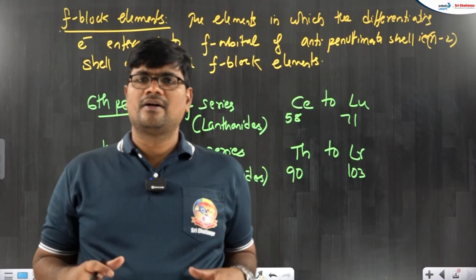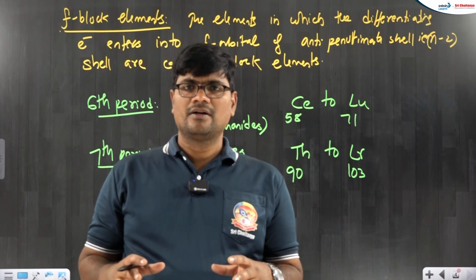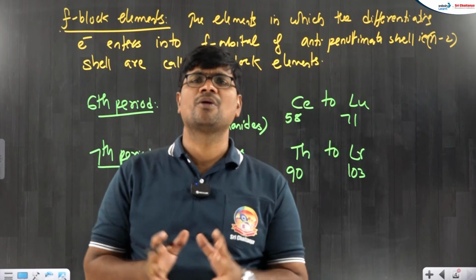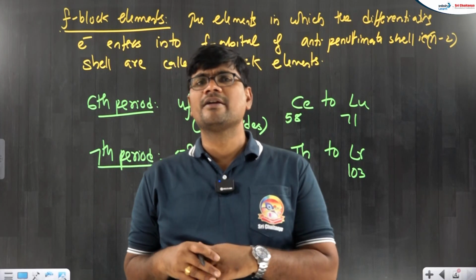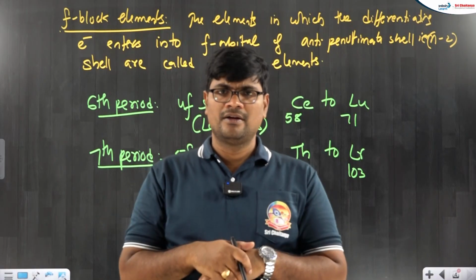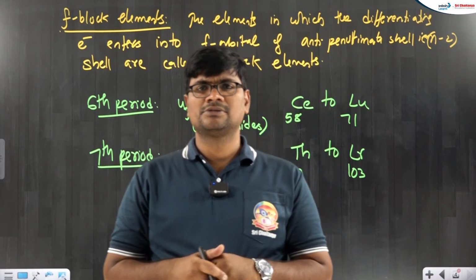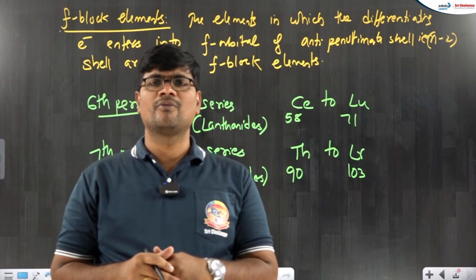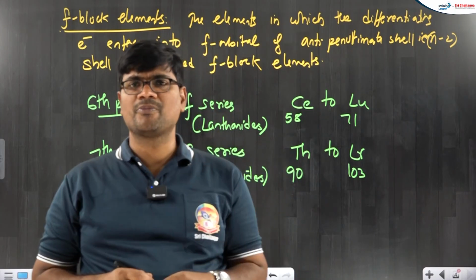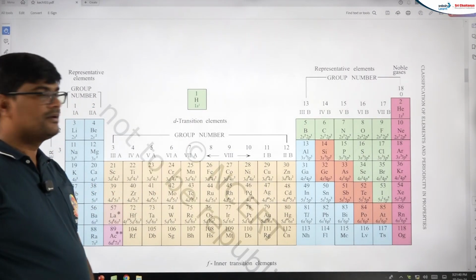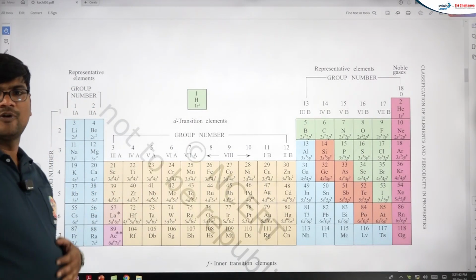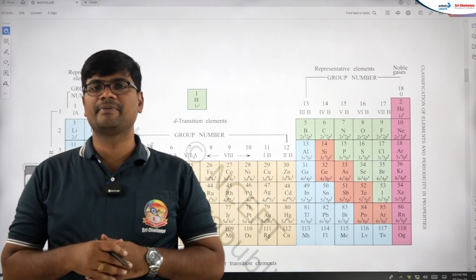Now if you see the periodic table, what is the position of these block elements? Once we look into that, we will go for, if I give an atomic number, how to predict what block it belongs to, what is the group number, what is the period number. That is more important for us. Now look at this periodic table we have got from NCERT.